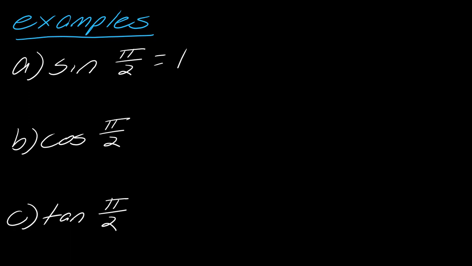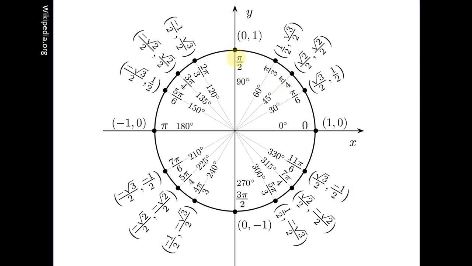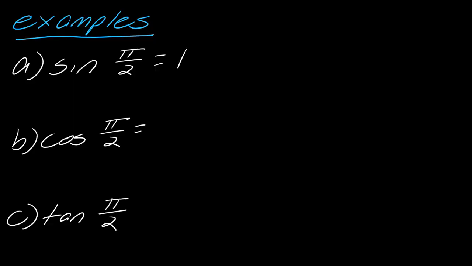So what about cosine of pi over 2? Same thing, right? We're still here at pi over 2, but now I just need the x-coordinate. So cosine of pi over 2 will be equal to 0.